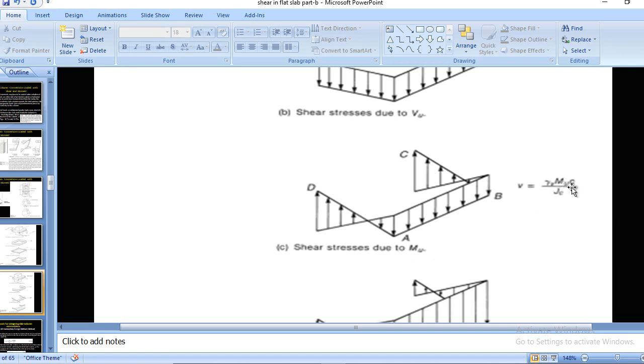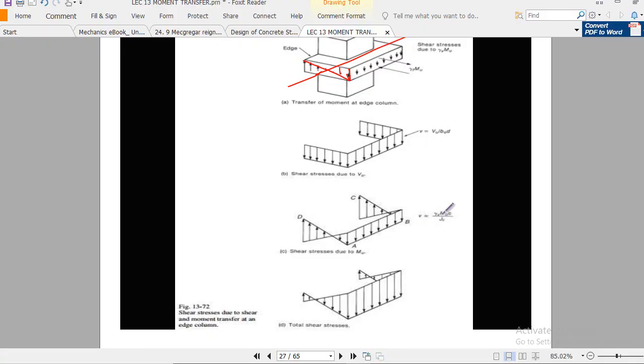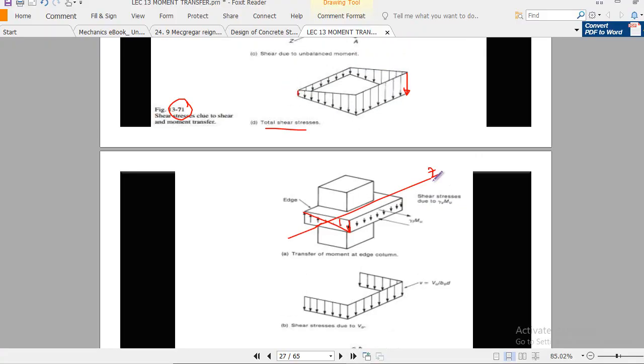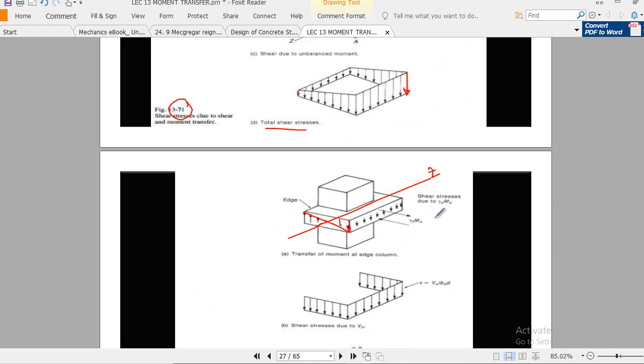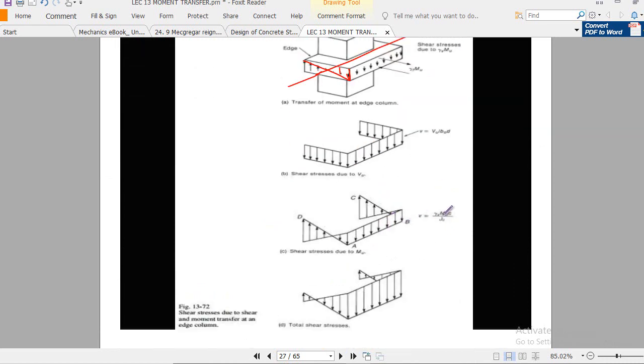Gamma v times mu. This is mu. Okay, this is mu, because you have to multiply gamma v with mu, right? You must remember, you have to multiply gamma v with mu. Similarly here, this is mu. So gamma v is the percentage portion which is transferred by shear. This is the total unbalanced moment. So total unbalanced moment times gamma v will give you that amount of the moment which is transferred by the eccentric shear. Similarly here you see, this is mu times gamma v.